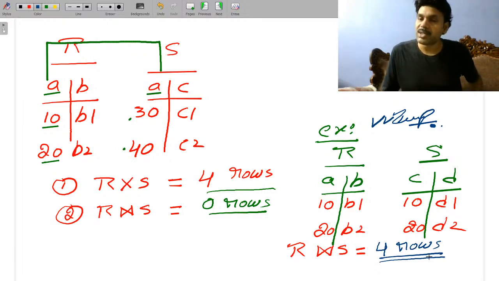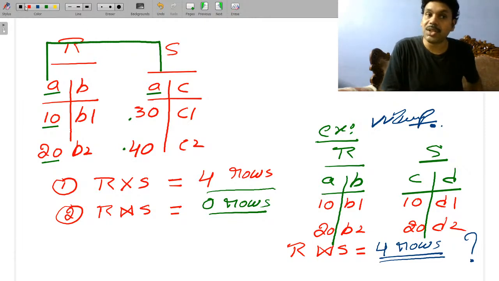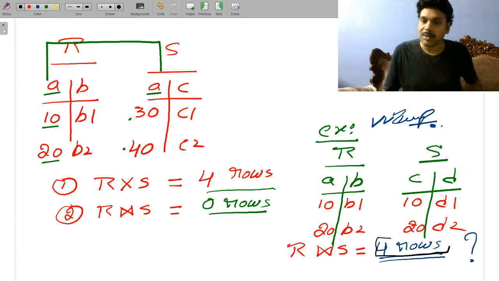So some are guessing that 0 rows, some are guessing that 2 rows, but your answer is 4 rows. Why is it a 4? That we will see after some time. Now you got my point. See that many things you need to learn in the joins concept. Why is it a 4? I will reveal why it is a 4 after some time. Just follow the lecture.